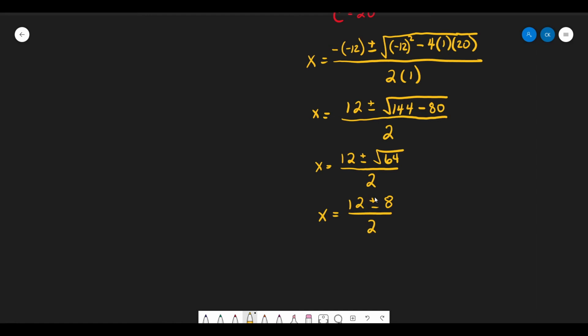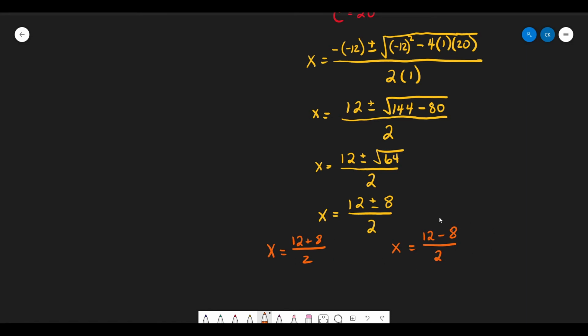Now, this is where I want to talk about this plus or minus. The plus or minus is there because you can either do 12 plus 8 over 2, or you could do 12 minus 8 over 2. But you have to do them both. You can't just pick one or the other. You must do both of them. So that means for this, I'm going to be getting 2 different answers. One of them is where I'm going to do x is equal to 12 plus 8 over 2. The other one is 12 minus 8 over 2.